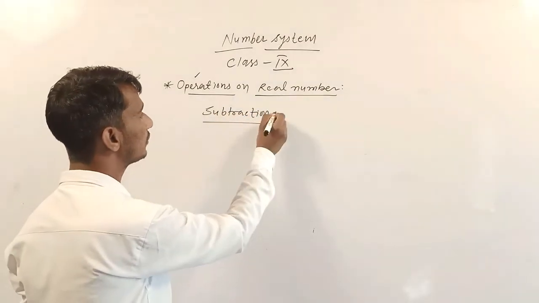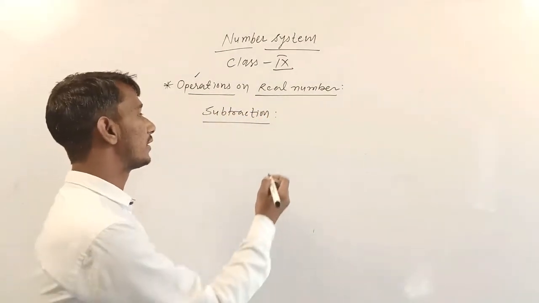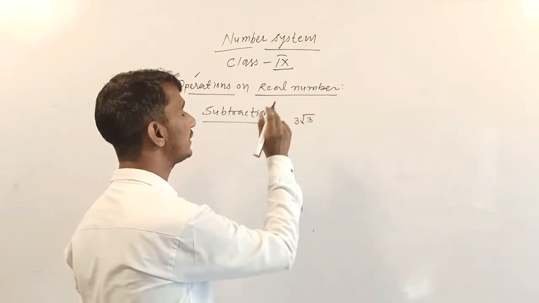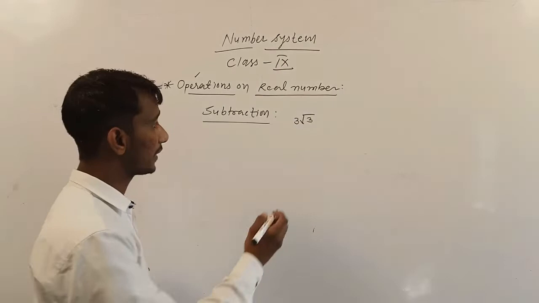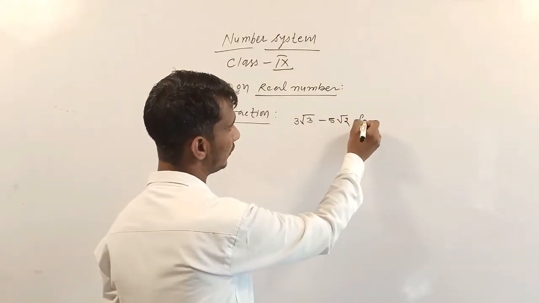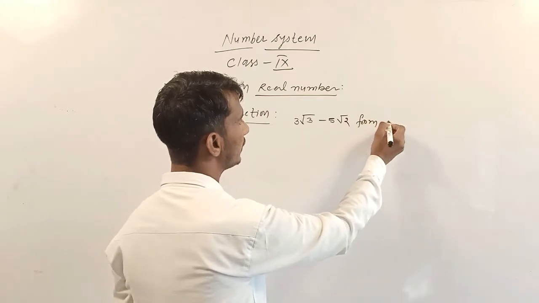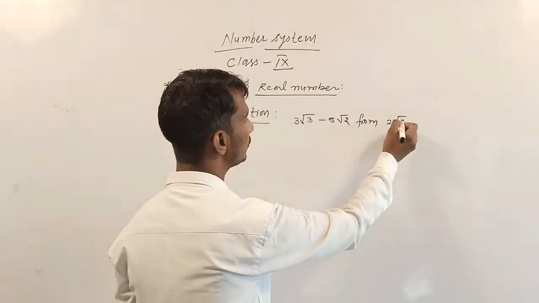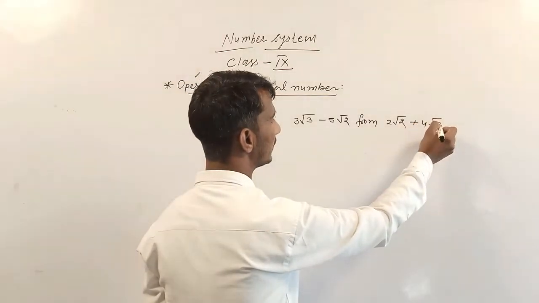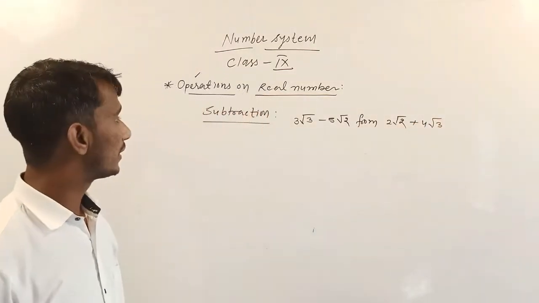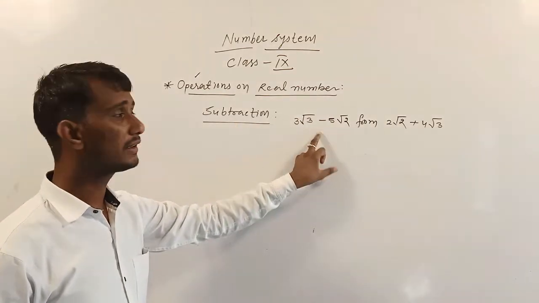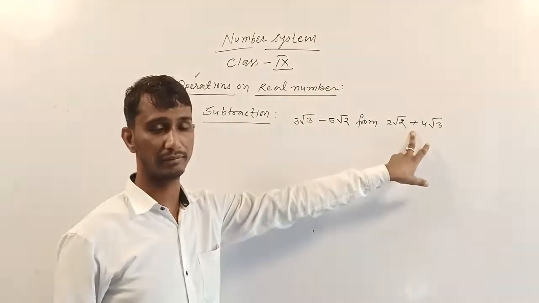Okay, student, look now. Suppose that we have taken 3 root 3 minus 5 root 2 from 2 root 2 plus 4 root 3. What is this question saying? Subtract this real number from this real number.